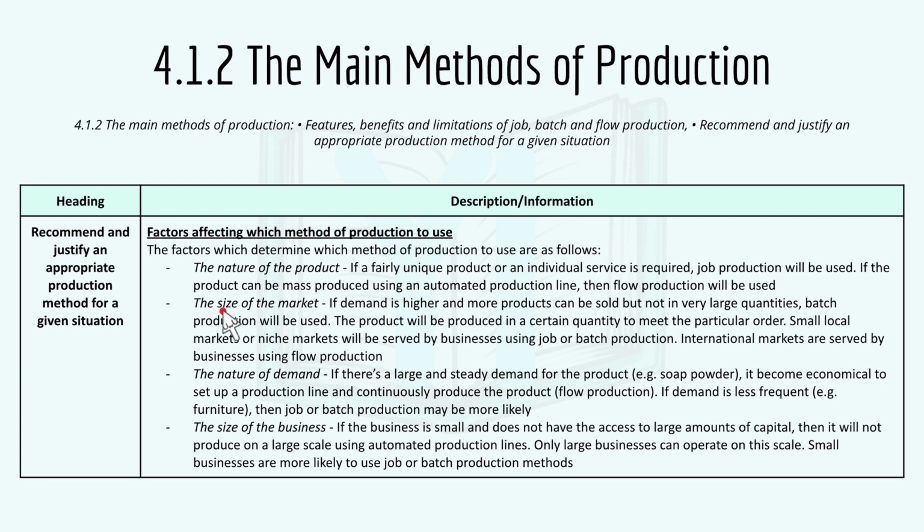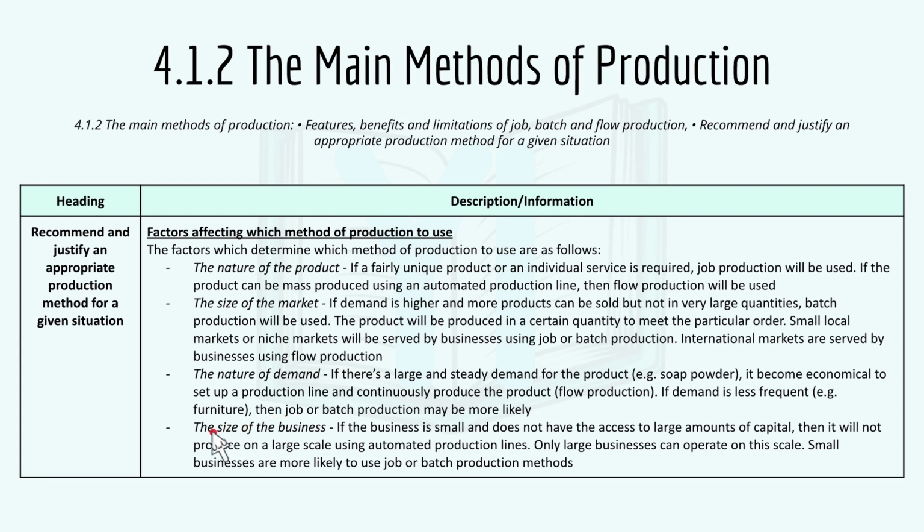Number 2, the size of the market. If the demand is higher and more products can be sold but not in a very large quantity, batch production will be used, and the product will be produced in a certain quantity to meet the particular order. Number 3, the nature of demand. If there's a large and steady demand for the product like soap powder, it becomes economical to set up a production line and continuously produce the product, flow production or mass production. If demand is less frequent, let's say furniture, then job or batch production may be more likely, or maybe just in time.